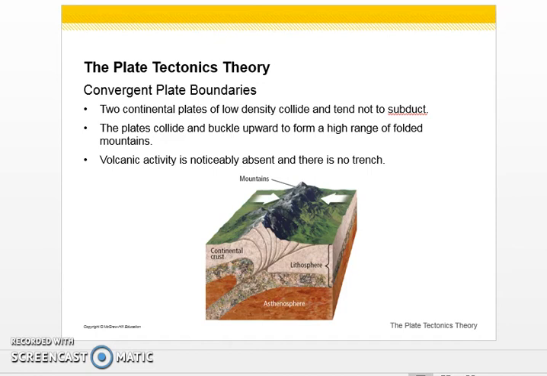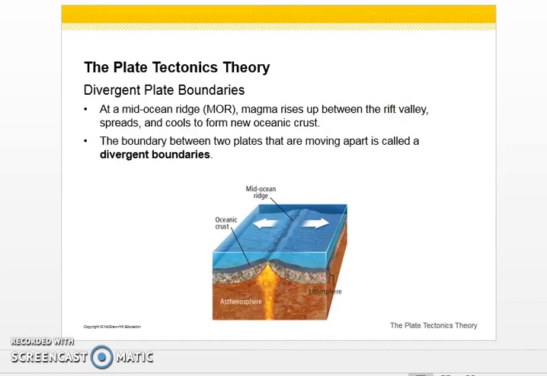So let's take a look at two continental plates. Both have low density and they collide. And they tend not to subduct because they're both buoyant. Why? They have low density. The plates collide and buckle upward to form a high range of folded mountains, and volcanic activity is noticeably absent, and there's no trench. So on to our second plate boundary, divergent.